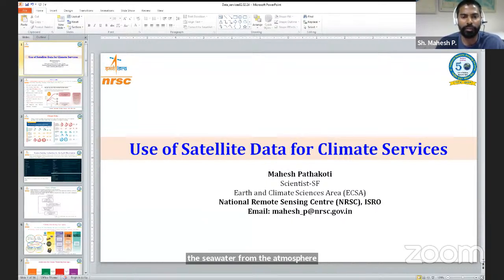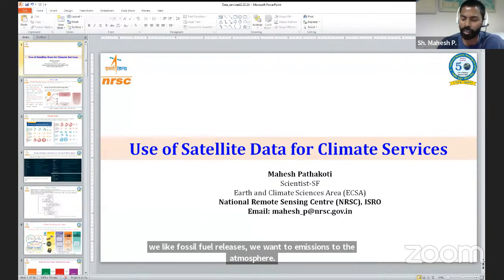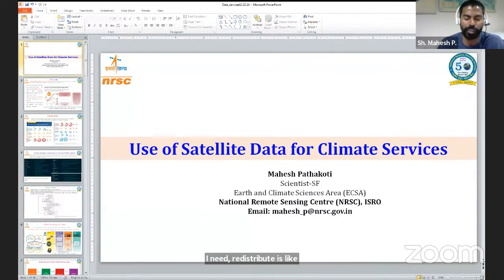When fossil fuel releases CO2 emissions to the atmosphere and it is redistributed, some of the CO2 stays in the atmosphere. Some of the CO2 is captured by the oceans through bicarbonic acid or the phytoplankton, which plays a role to capture the CO2 from the atmosphere. And also the biosphere, the evergreen forests, they sequester more CO2 from the atmosphere.